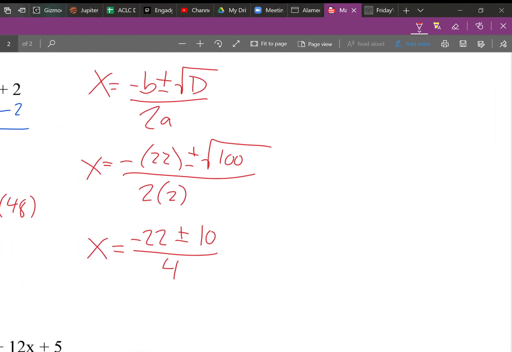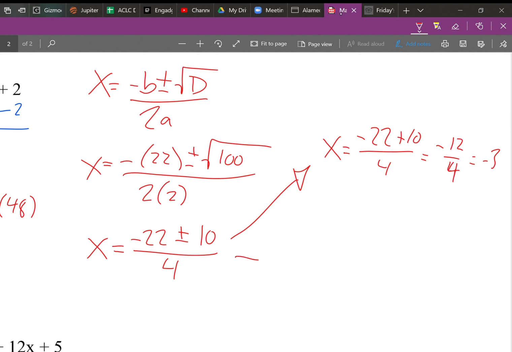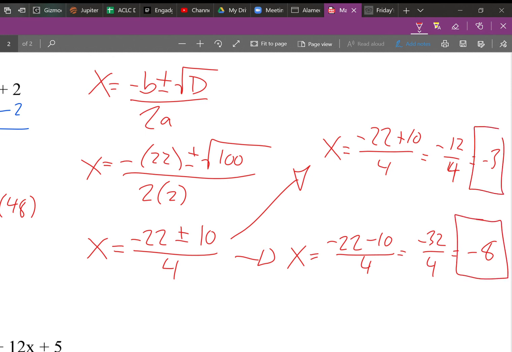All right, let's continue. This splits into what? X equals negative 22 plus 10 over 4. Now that's going to simplify to negative 12 over 4, which is negative 3. So that's one solution. And then the second one, we're going to do negative 22 minus 10 over 4. Well, that becomes negative 32 over 4, which is negative 8. And those are my two solutions.